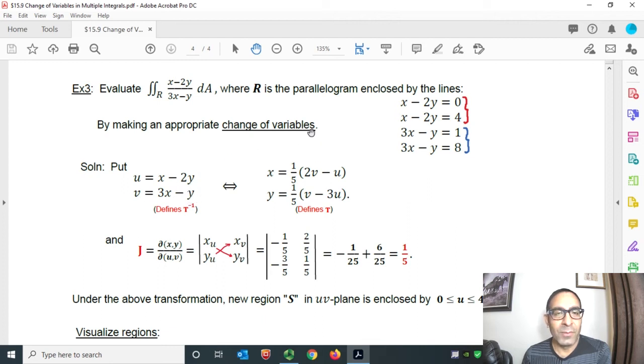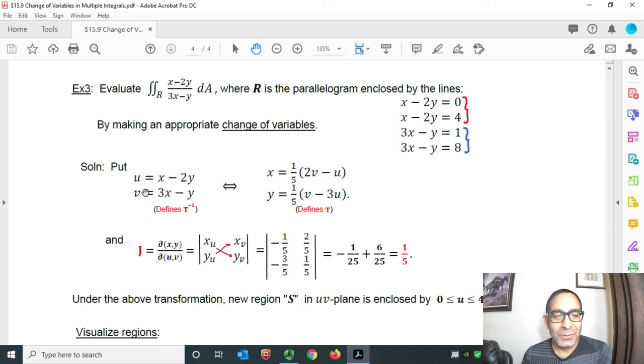Since the transformations are not given here, the function suggests a transformation to us. So to define a transformation, we put u equals x minus 2y and v equals 3x minus y from these functions here. You can switch this here. That means you can put u equals 3x minus y and v equals x minus 2y. It doesn't matter.